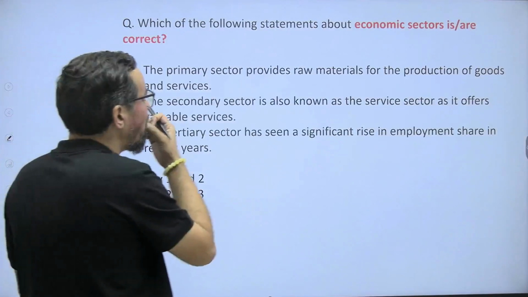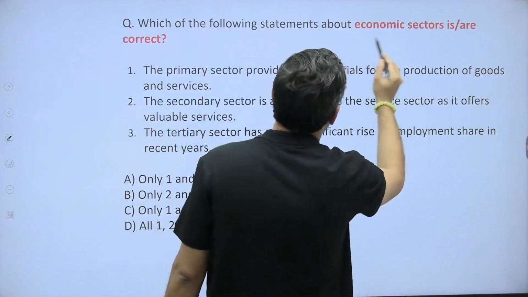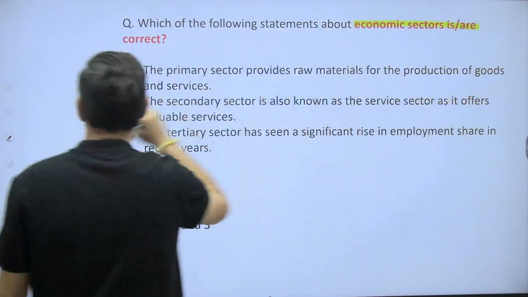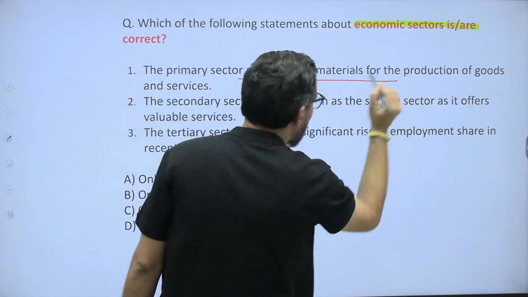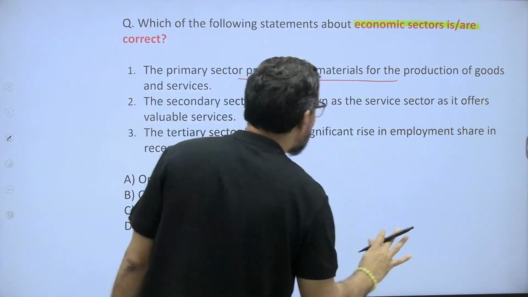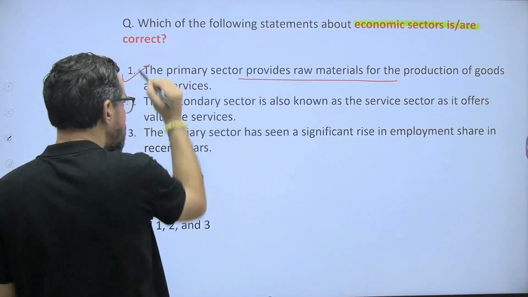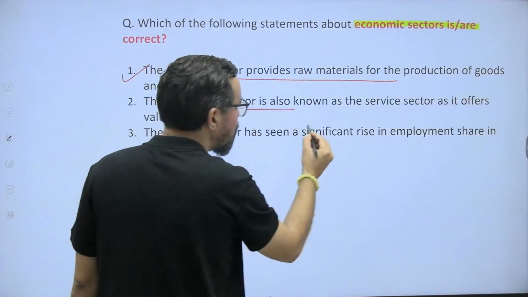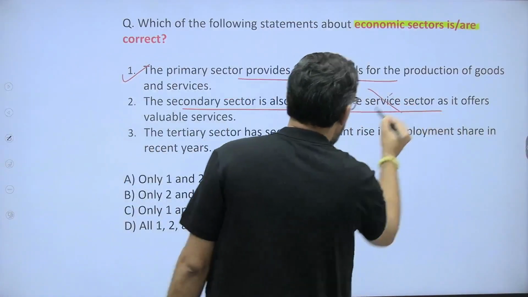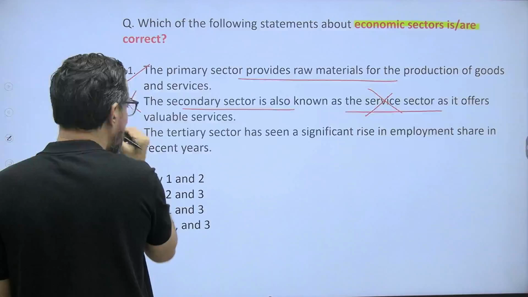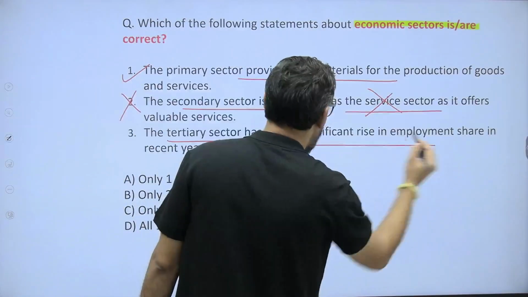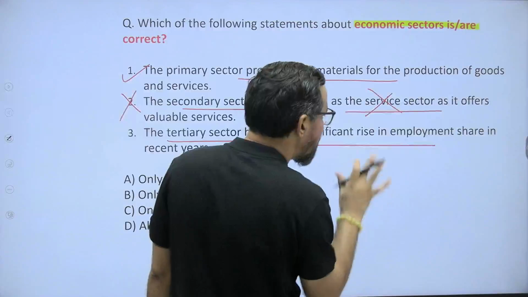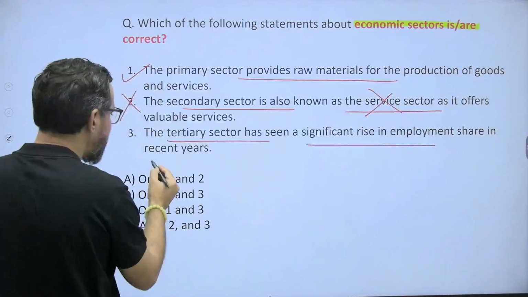Which of the following statements about economic sectors are correct? So you have to find out the correct statement. Primary sector provides raw material for production of goods and services. True. Secondary sector, also known as service sector. No. It is also known as manufacturing sector or construction sector. Tertiary sector has also seen a significant rise in employment shares in recent years.